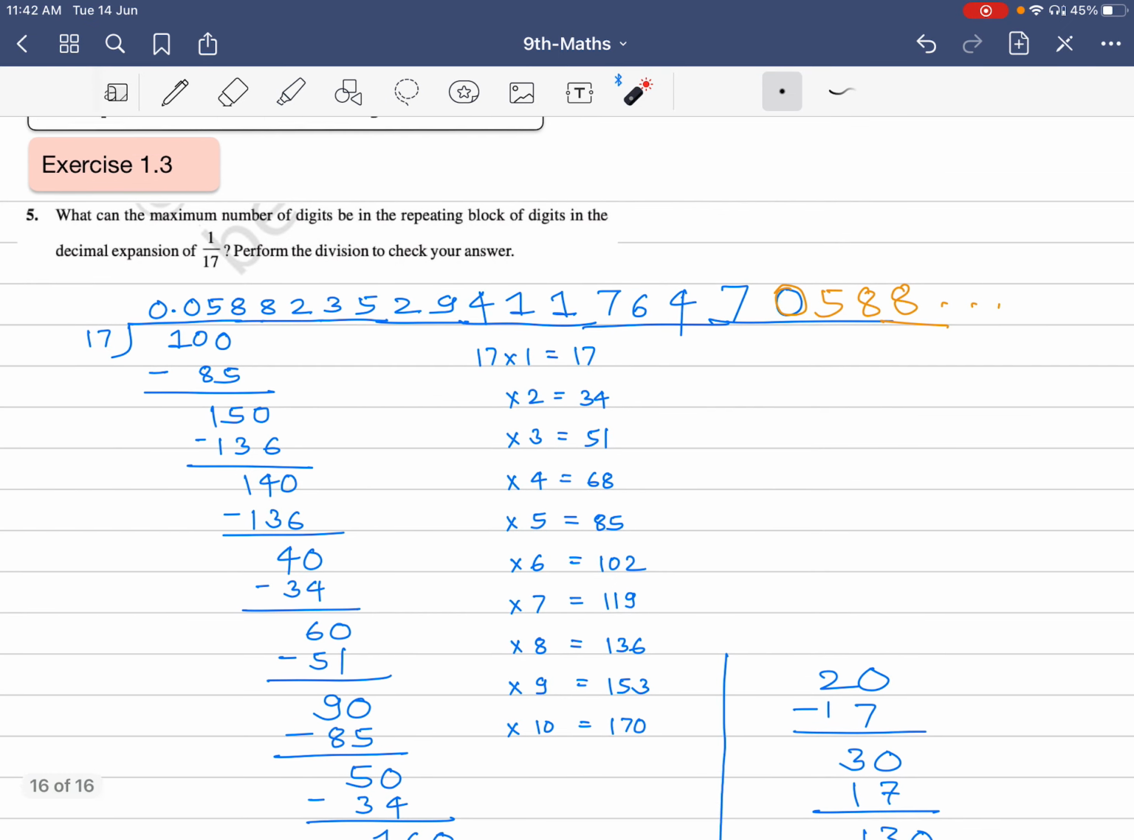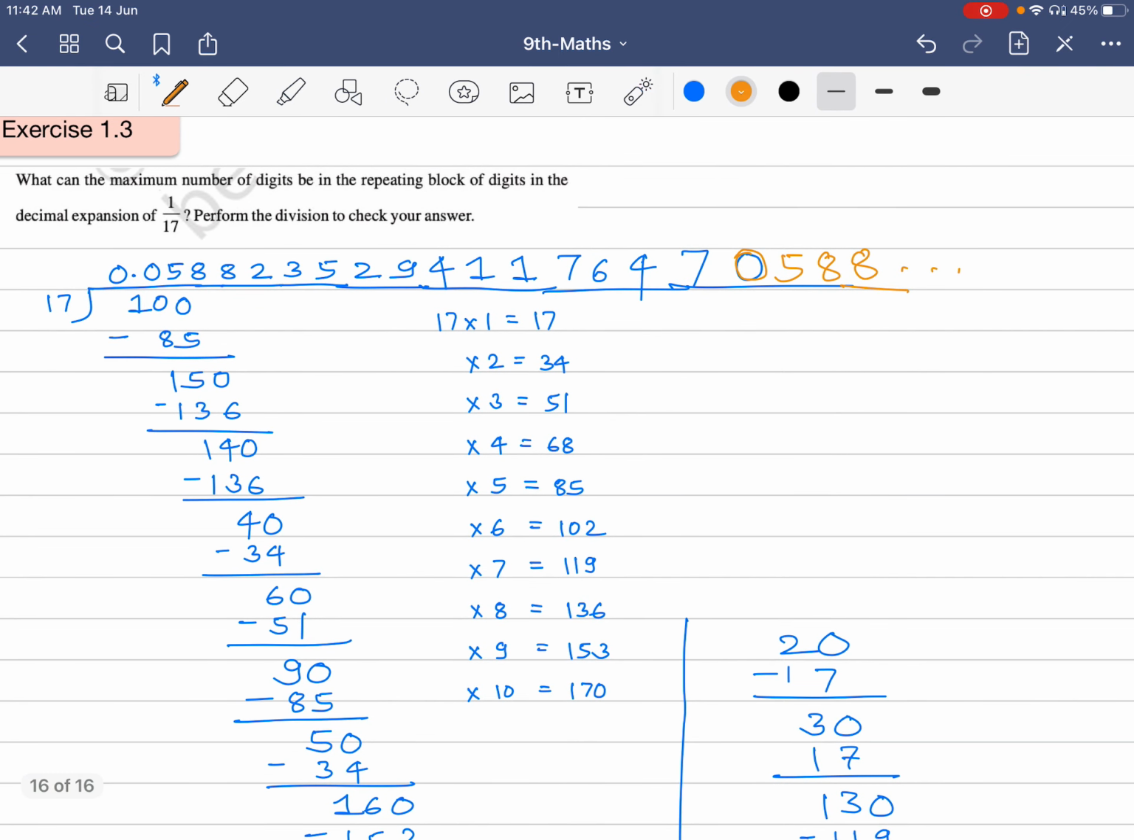So in fact, I'm going to write this in a recurring format. So 1 by 17 is equal to 0.0588235294647, and the whole bar.